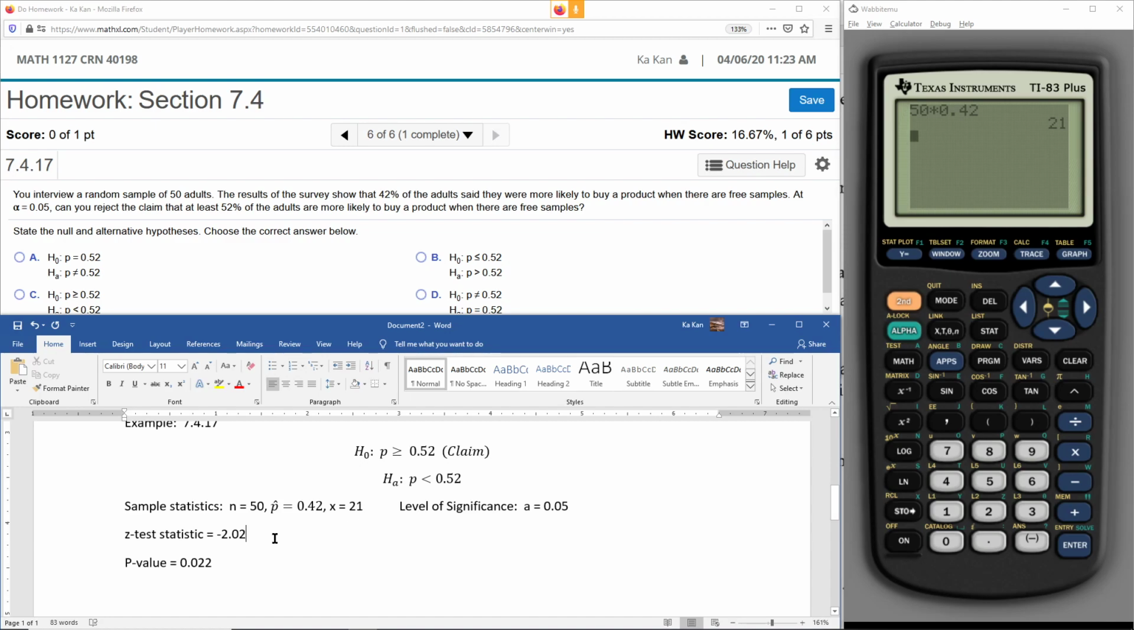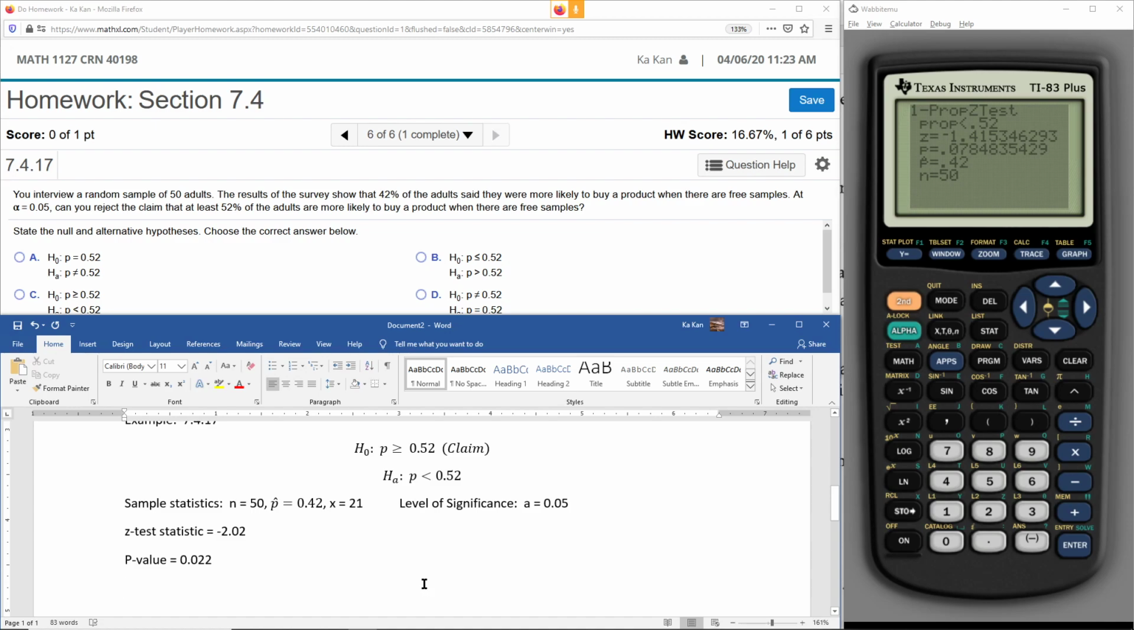So let's put all this into the calculator. Hypothesis test. And we're doing proportion. So the proportion is 0.52. This is 21. The sample size is 50. And this is less than. Okay, calculate.